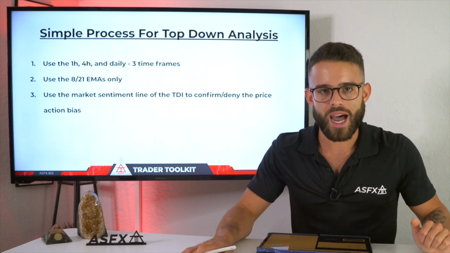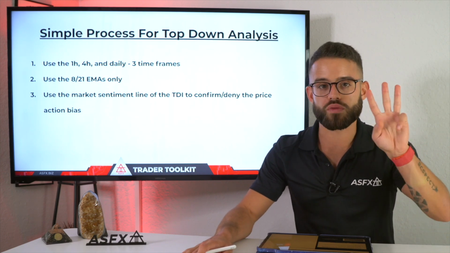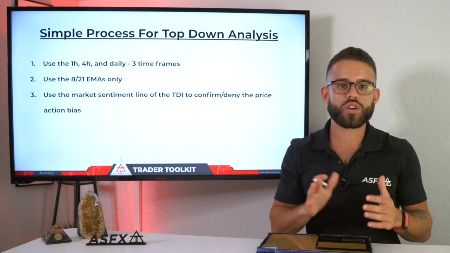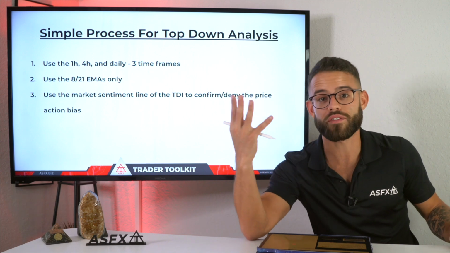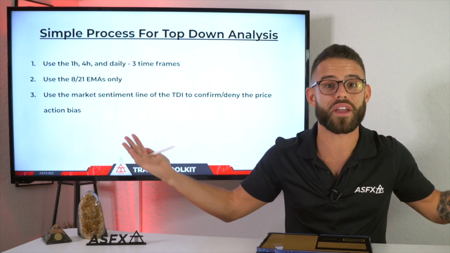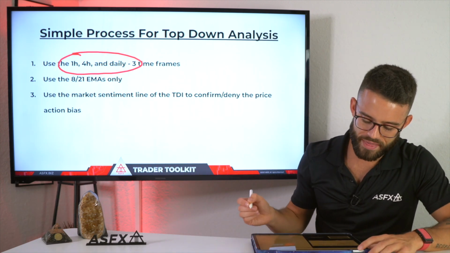What I do for my top-down analysis is this 3-step process. It's very simple. I only use 3 time frames. 3 time frames because if 2 of them agree, 1 of them disagrees, I can still side with the 2. You get the majority. Versus if I was looking at 4 time frames, 2 agree, 2 disagree, what progress did we make? Nothing, right? So 3 time frames: 1 hour, 4 hour, and the daily.